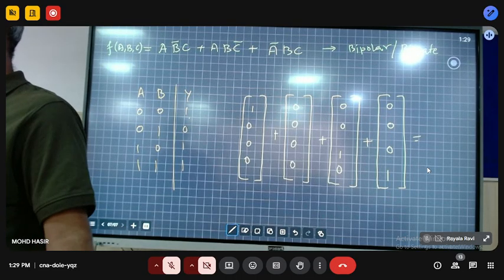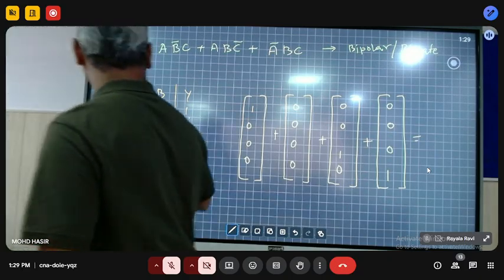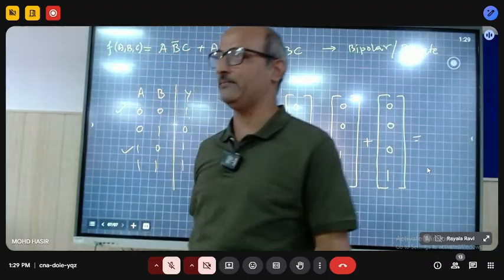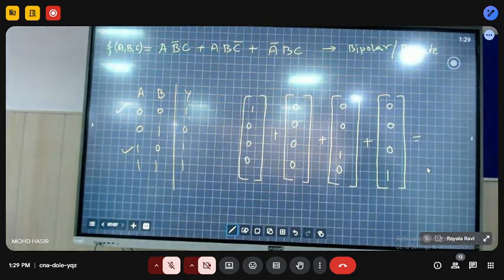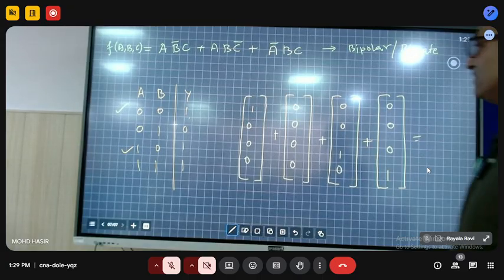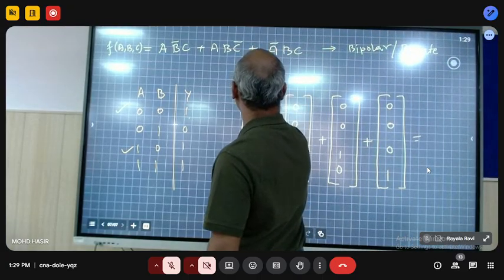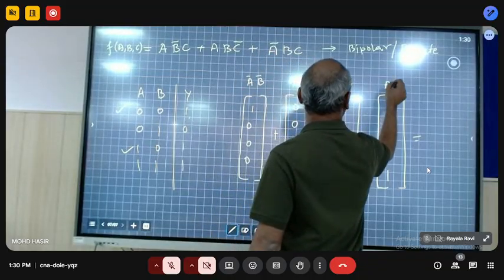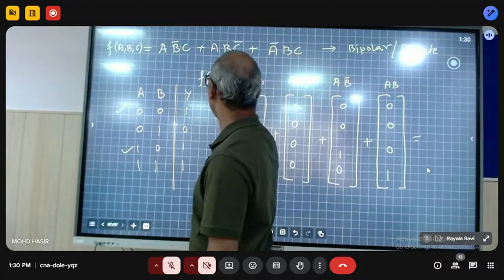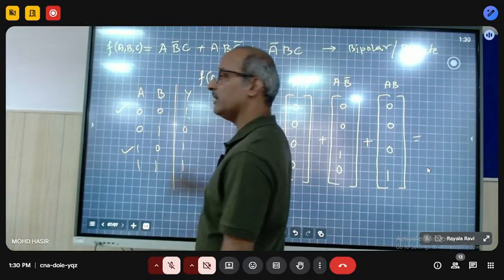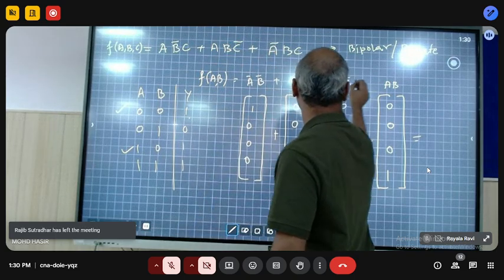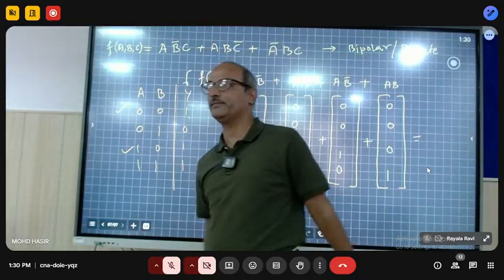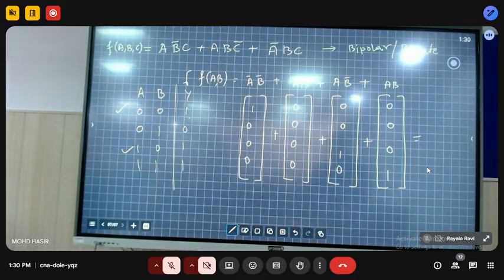Correct? Mathematically, I am not doing wrong. Because I also know that I can either apply this stimuli or this stimuli. I cannot apply both at a time. Agreed? So as long as you are following this, what does that mean? The canonical form of this expression is nothing but this is A bar B bar. This is A bar B. This is A B bar. And this is A B, which is nothing but function A B is equal to this. And is nothing but summation of this plus this plus this, which is nothing but y. Agreed? Too simple.